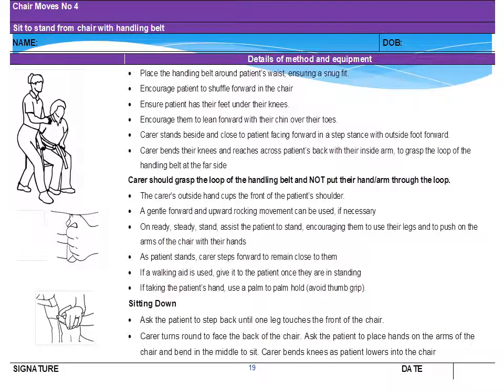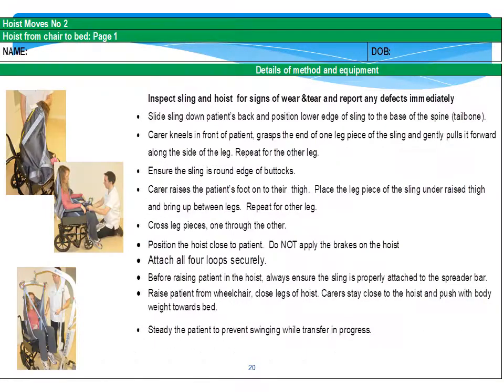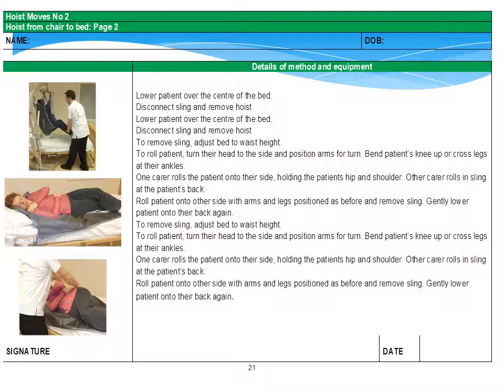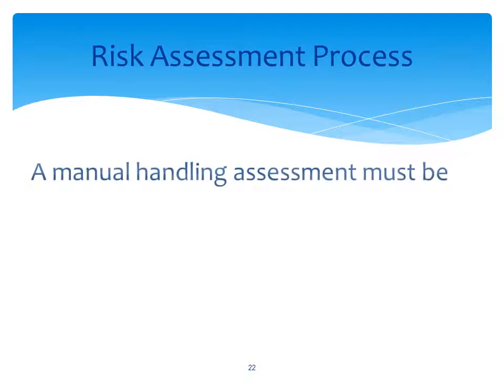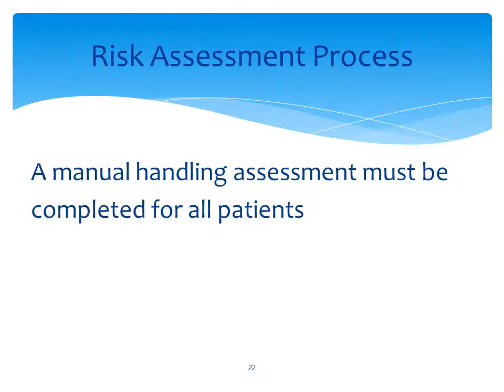This is an example of one safe system. So sit to stand from the chair using a handling belt. This is an example of another safe system, hoisting from the chair to bed. And this is the second page of the same safe system. Just a reminder that a manual handling assessment must be completed for all patients.